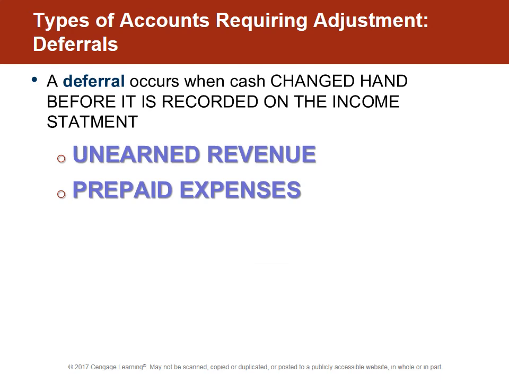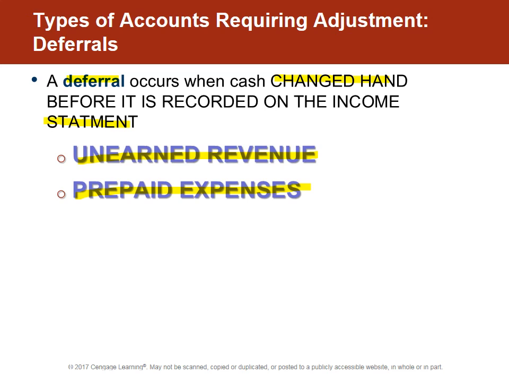Examples of deferrals. Deferrals means delay. That's when the cash has changed hands before it's recorded on the income statement. Whoops, there's a typo. Unearned revenue is a deferral. You defer the revenue recognition until the revenue has been earned. And prepaid expenses are an asset. You defer the recognition of the expense until the proper accounting period.